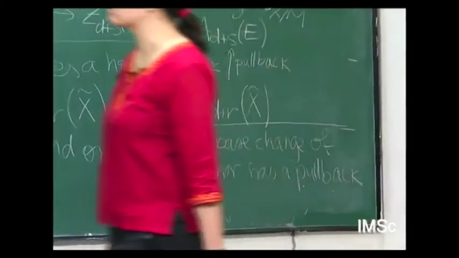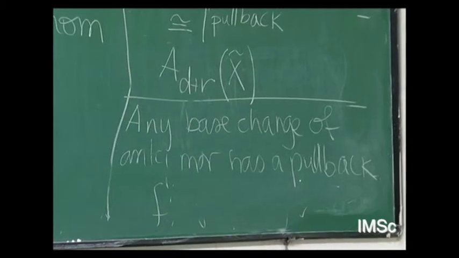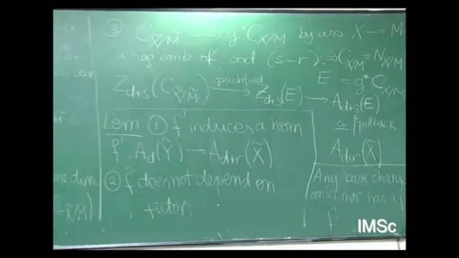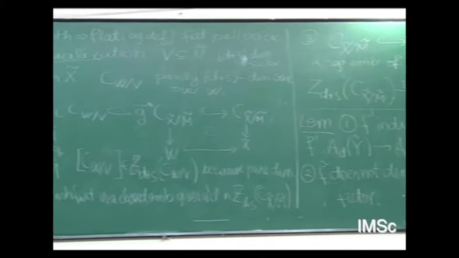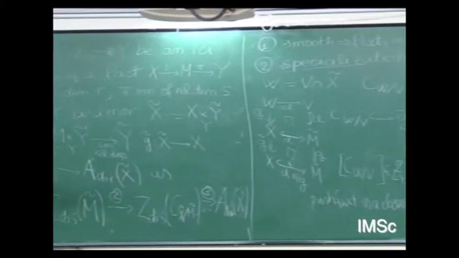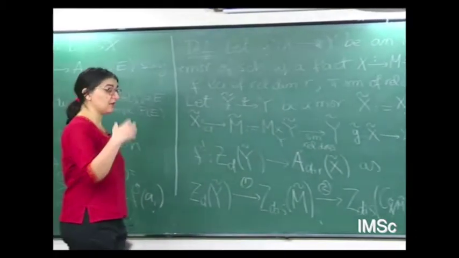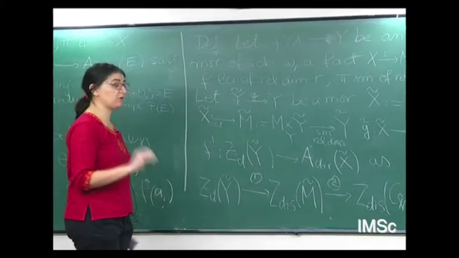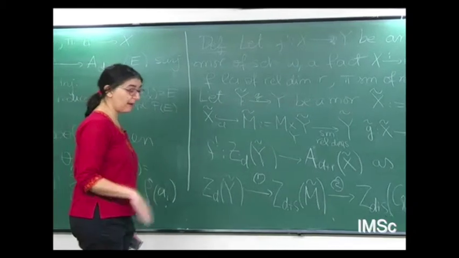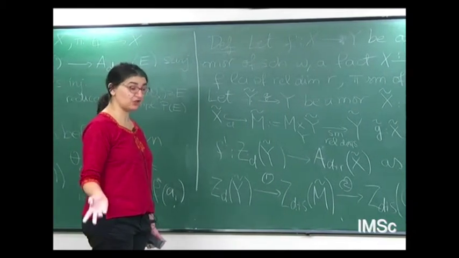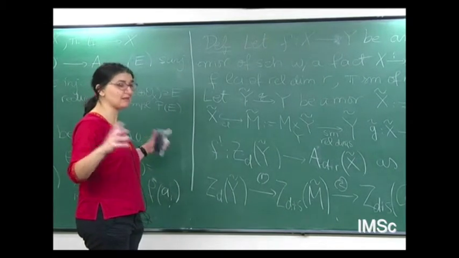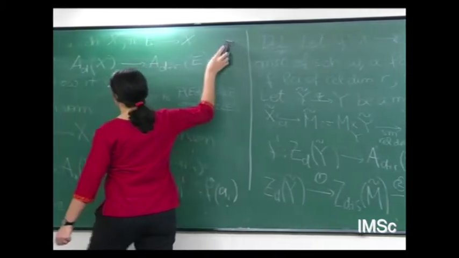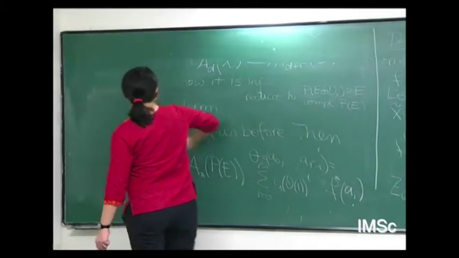So let me make a few comments about what is important in this kind of result. The first thing which is important is that, I don't want to discuss this now, but once you have done all this work, the next thing Fulton does is he proves that these upper shrieks are compatible with proper push forward and flat pullback. They are compatible with Chern classes, and they commute with each other. Each of these statements requires setting up a non-trivial diagram. So let me just tell you something about the compatibility with the flat pullback and proper push forward.